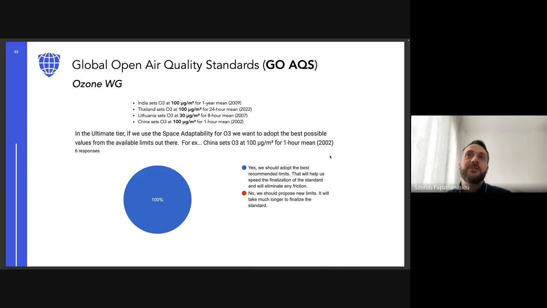So again, looking at the numbers, and most of the people who took the survey agreed, it makes sense to drop the space adaptability and have an average or a ceiling limit, which would be the strictest that we can find. Because again, we are communicating the same numbers over and over again for different average limits. I don't know if you have a thought on that.